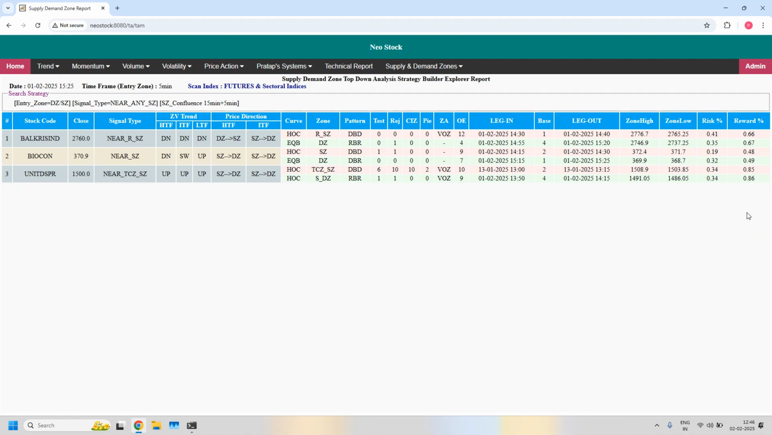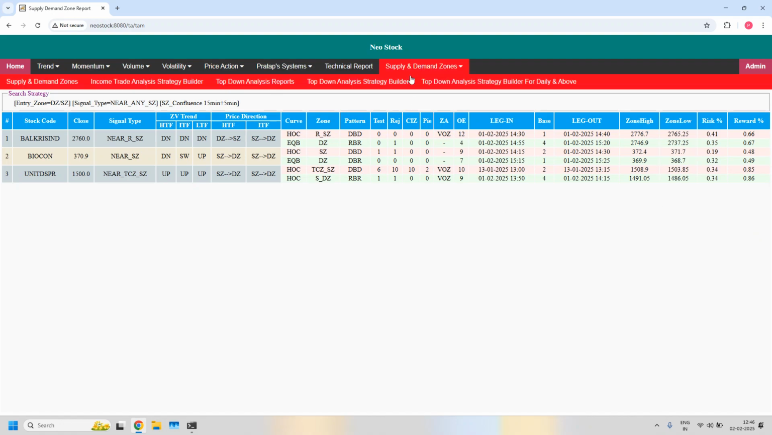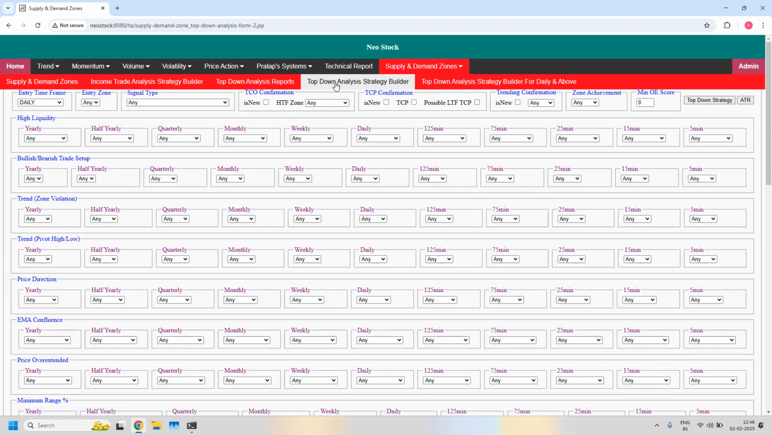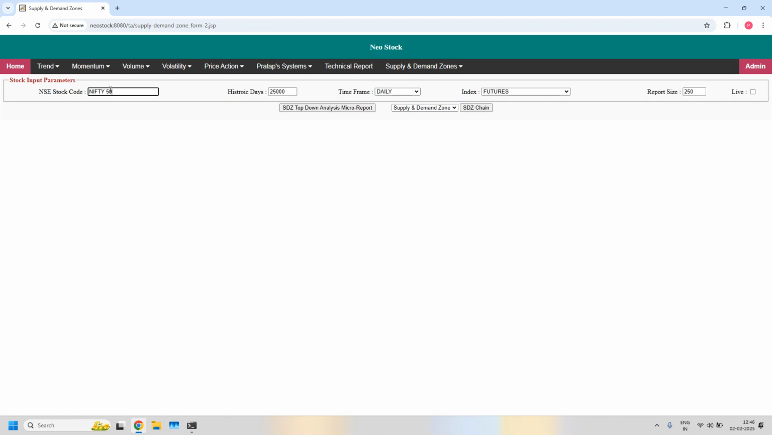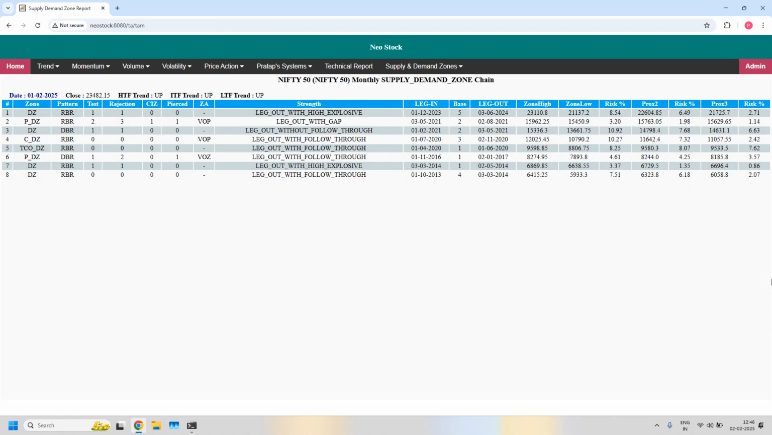Next report, let us generate the NIFTY and BANKNIFTY supply demand zone chain. Let's start with NIFTY. Generating a monthly supply demand zone chain for NIFTY. This is the NIFTY monthly supply demand zone chain. Always look into the zone column to find the high liquidity zones. Look into the pierced column to find the pierced zones. Look into the LTF trend to find the trend of the current time frame you have selected. In the same way you should understand the remaining supply demand zone chain reports.